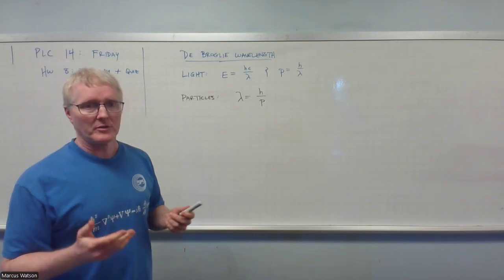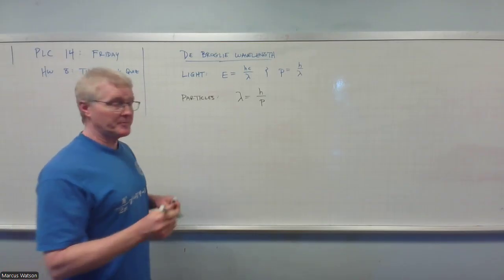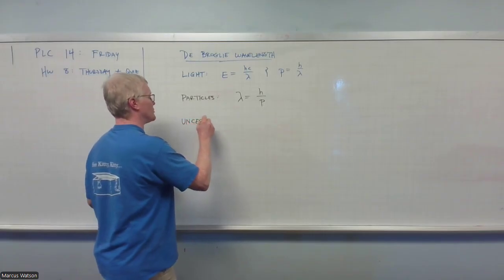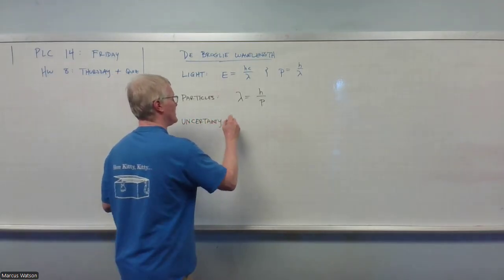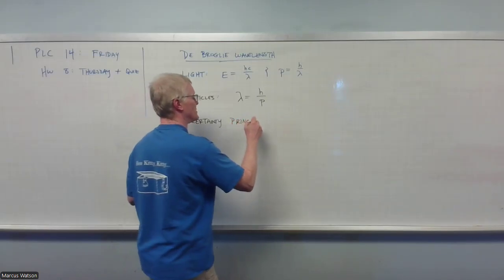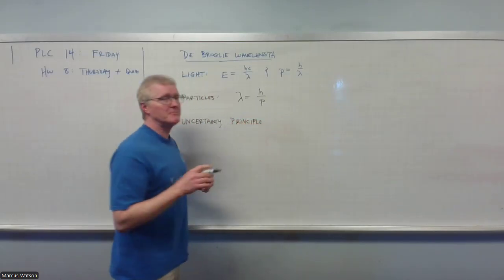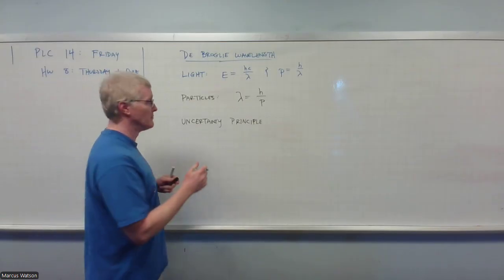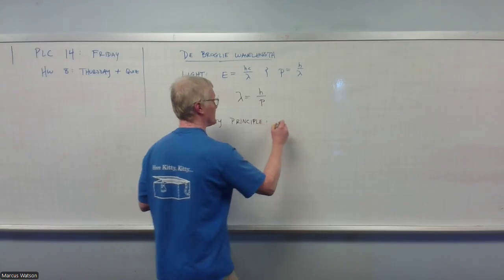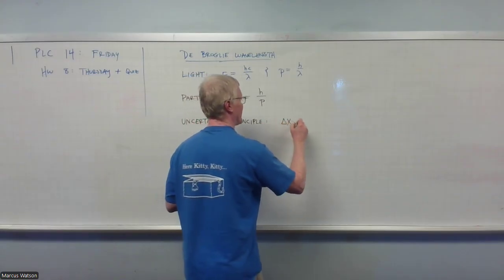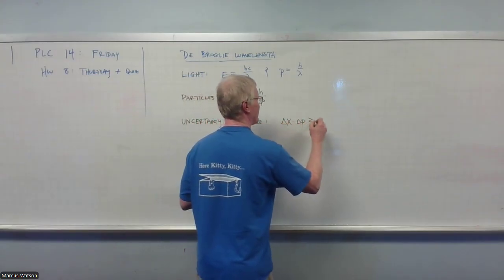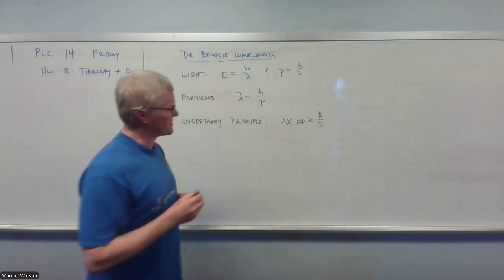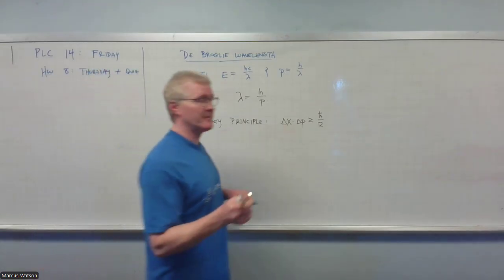wavelengths of particles, and then we had talked a little bit about the uncertainty principle, in which we can't for sure give good precision. We can't give as much precision as we'd like to the measurements of positions and momenta. Okay, so this was the idea that the delta x times the delta p is greater than or equal to h bar over 2. And just to remind you that h bar is h divided by 2 pi.